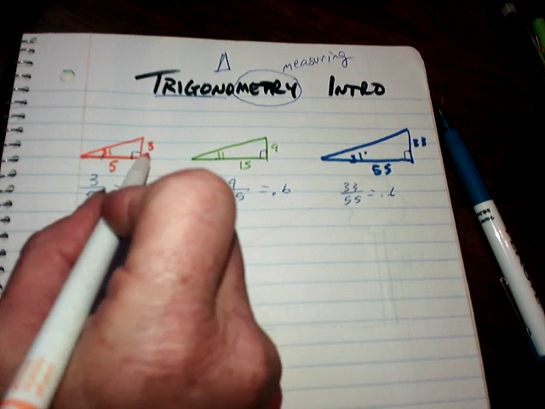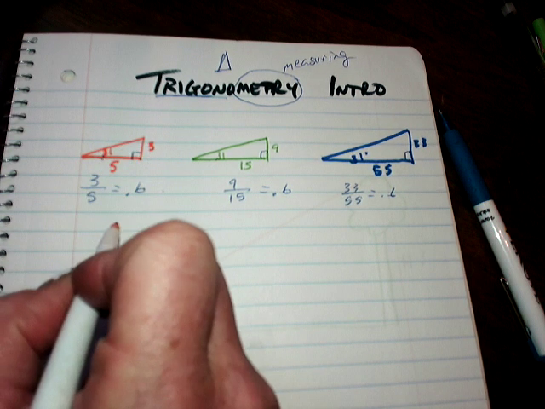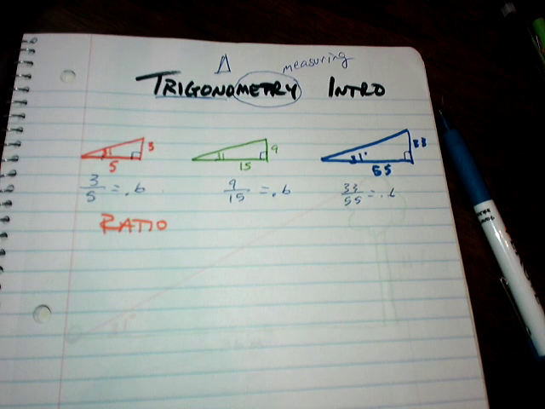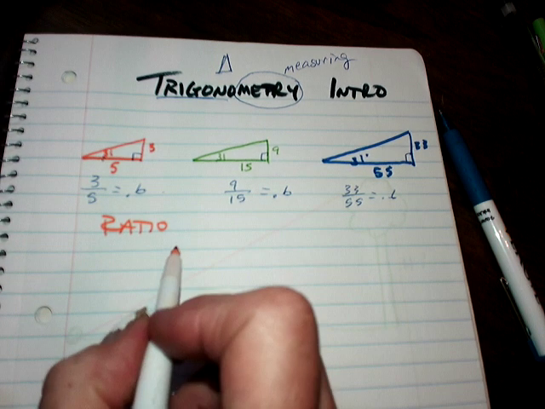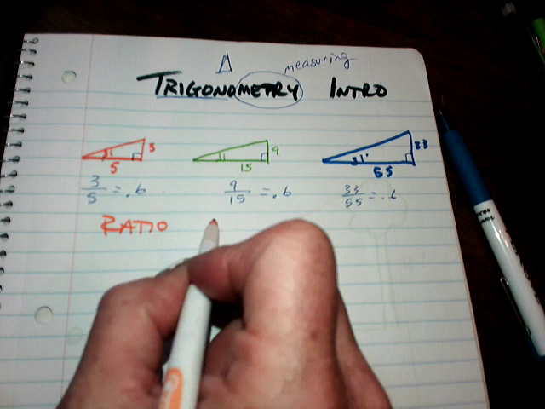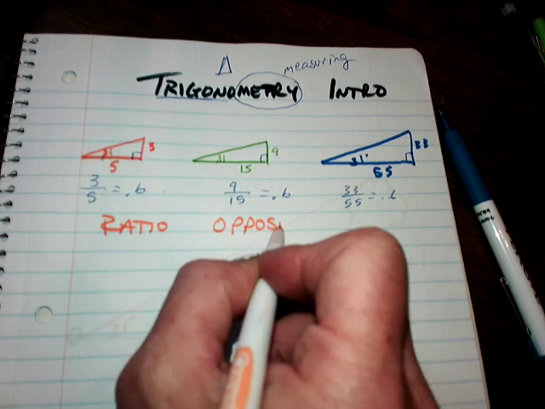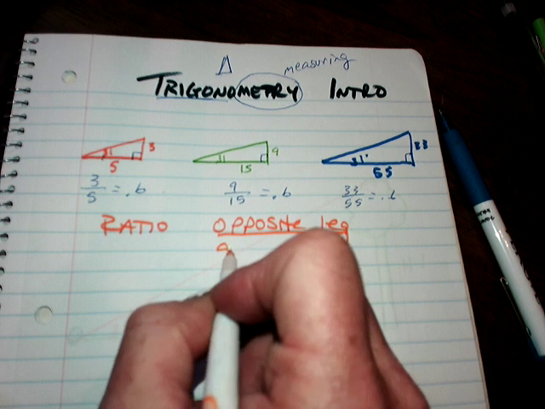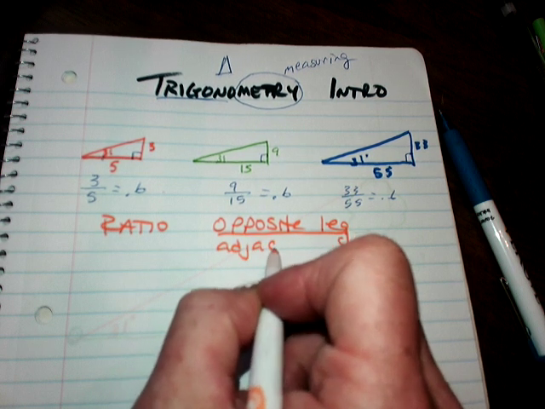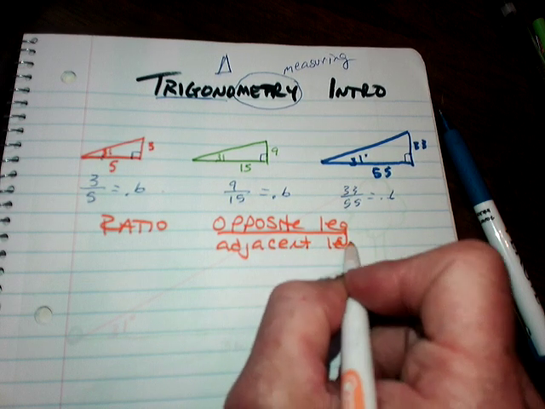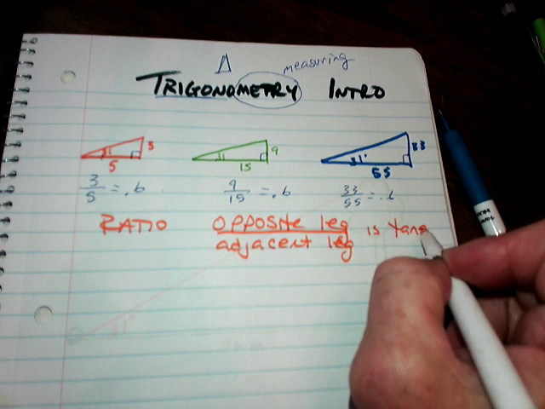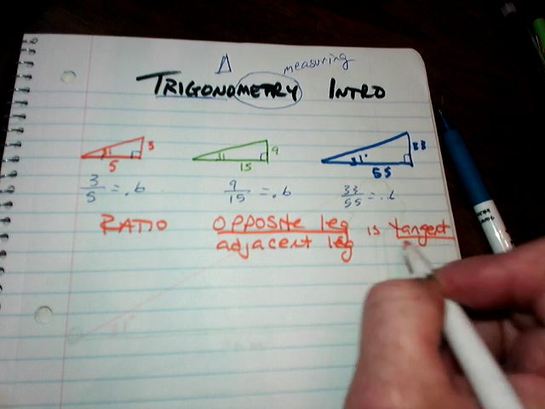This ratio that we're looking at right here, if we're talking about this 31-degree angle, and I would take notes as we go, and you can pause the video frequently. The ratio of the opposite leg over the adjacent leg is what we call tangent. That is the tangent ratio.